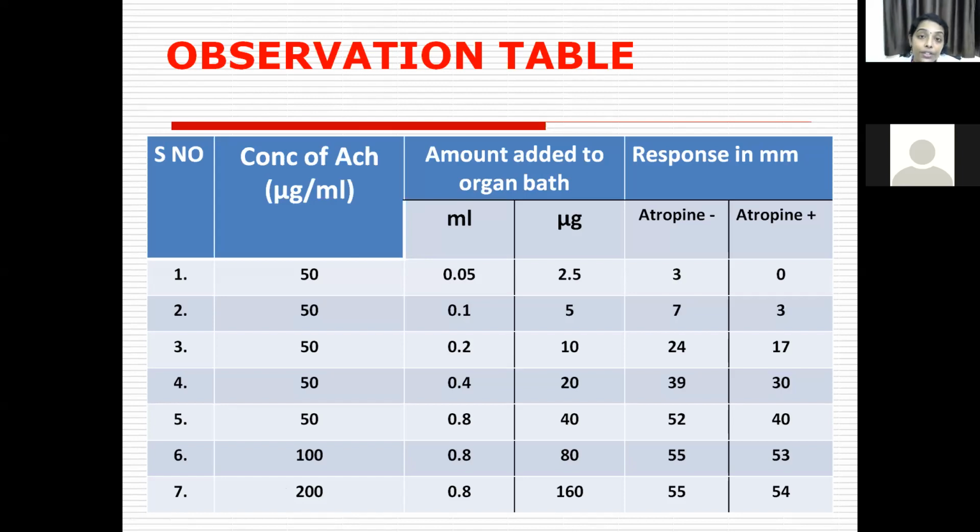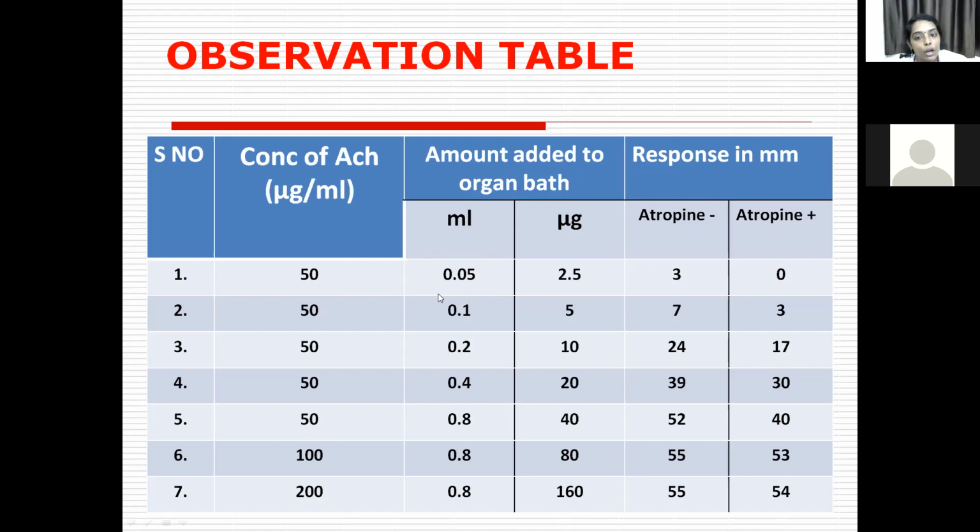So what is the concentration of acetylcholine in that particular solution? If you take 1 ml of that solution, in that what will be the concentration of acetylcholine? 50 micrograms. In 1 ml of your stock solution, there will be 50 microgram of acetylcholine. So that is what is written here: concentration of acetylcholine in the stock solution which you have prepared will be 50 microgram per ml. Now how much amount of that stock solution are you adding to the organ bath? You are adding 0.05 ml of the stock solution to the organ bath.